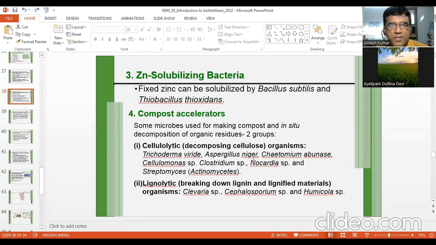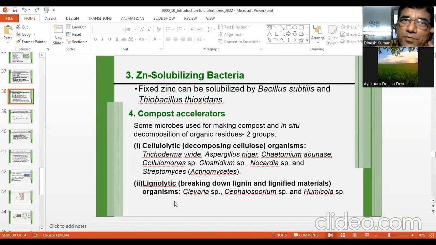So these microbes have multiple roles, multiple uses. This Trichoderma viride, on one hand, is used to control some fungal diseases. On the other hand, it also acts as a cellulolytic organism. Aspergillus niger, Chaetomium globosum, and you can read them: Clostridium, Nocardia, and Streptomyces. So you get a variety of organisms. Some are bacteria, actinomycetes, or fungi, but mostly they are fungi, cellulolytic organisms. And lignolytic, breaking down the lignin and lignified materials.